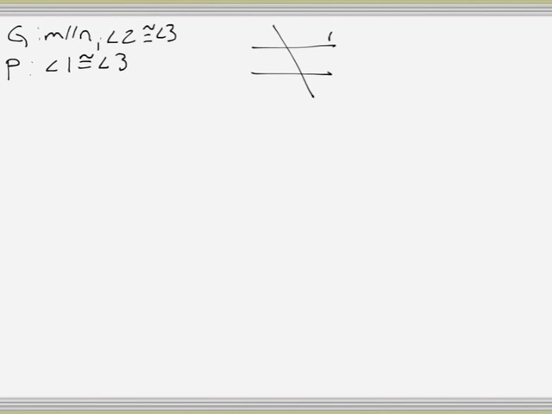The first one we are going to look at together is problem number 1. Problem number 1 says that we have a given of m parallel to n and angle 2 congruent to angle 3. We are trying to prove angle 1 is congruent to angle 3. We also have a diagram.